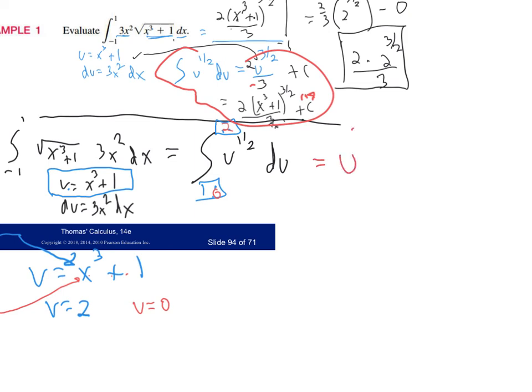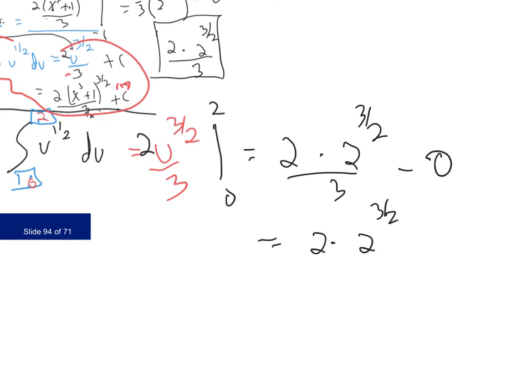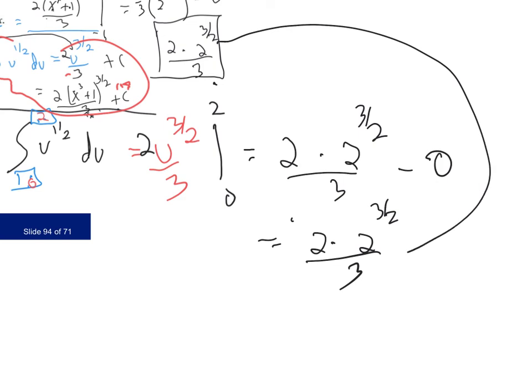That turns into u to the 3/2 over 3/2 from 0 to 2. Plug in the top number. That's 2 times 2 to the 3/2 over 3 minus 0 equals 2 times 2 to the 3/2 over 3. And it agrees. You see, they agree.